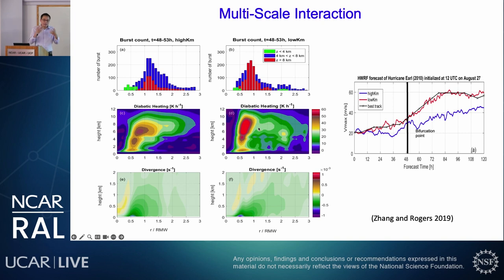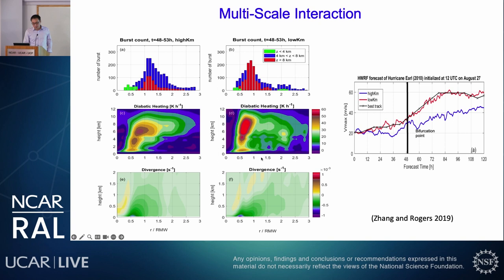So in terms of balanced dynamics, I think some of Wen Schubert's papers or even Dave Nolan's paper say that when the deep convection is co-located with higher inertial stability, that would enhance the diabatic heating and also help intensify the vortex above the boundary layer. If the heating is larger inside the RMW and co-located with higher inertial stability, then that would enhance the spin up of the vortex through balanced dynamics.